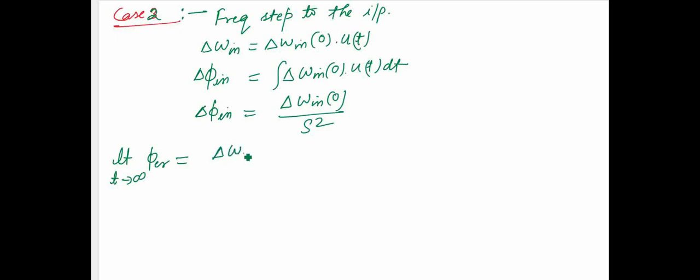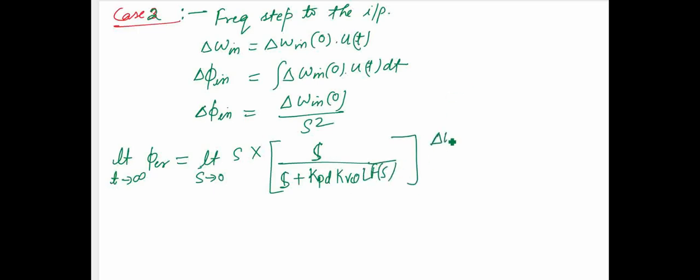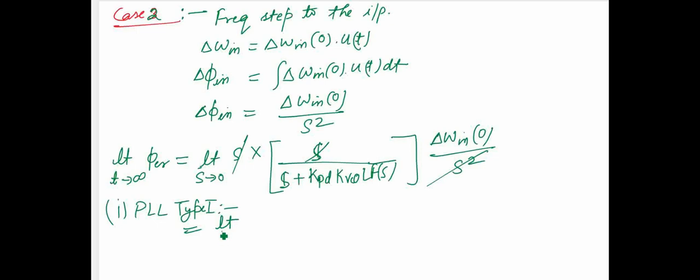Okay, now let's write the equation of phase error. So that will be limit s tends to 0 of s into 1 by 1 plus s Kpd Kvco LF(s) and into del omega in 0 by s square, and this s will cancel out. Okay, so now case 1, when the PLL is type 1, what will happen? It will be limit s tends to 0, and this will be del omega in 0 divided by 0 plus Kpd dot Kvco dot LF(s).